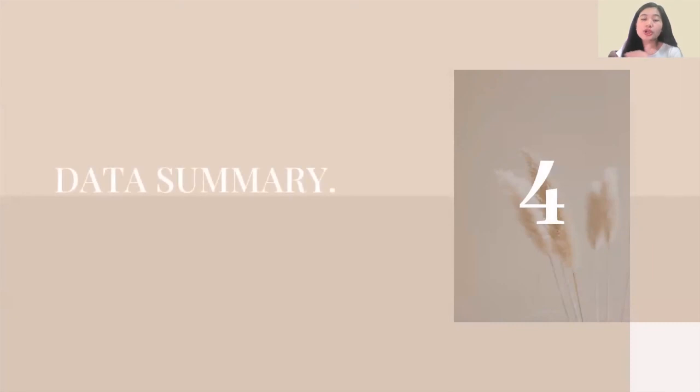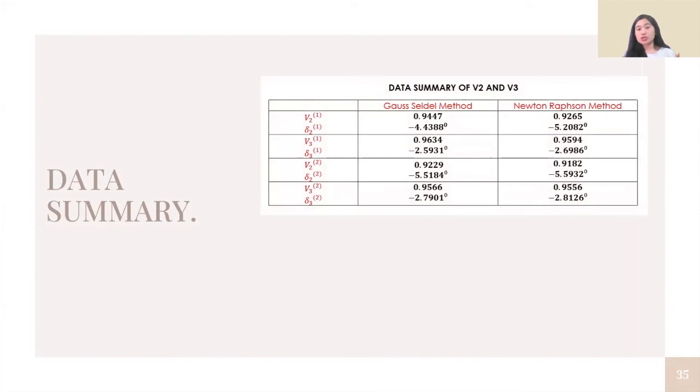So now, we are going to present the data summary ng lahat ng final answers natin na nakuha from our Gauss-Seidel, then Newton-Raphson, then our line flows and line losses. So here, makikita natin yung comparison ng values ng ating Gauss-Seidel and Newton-Raphson. So may I present it to you? So data summary ng V2 and V3 natin, this is all the values that we got for Gauss-Seidel and this is all the values that we got in Newton-Raphson.